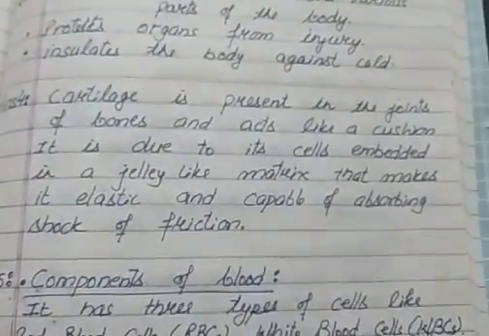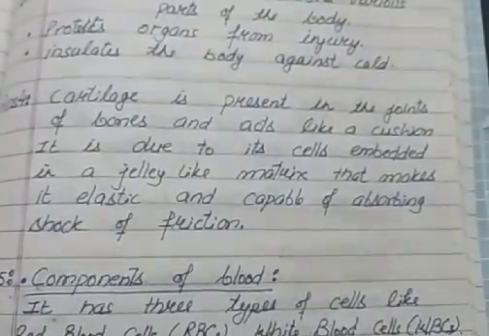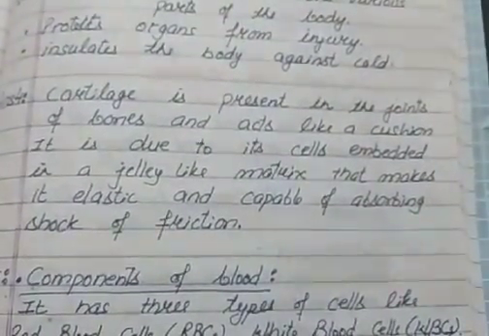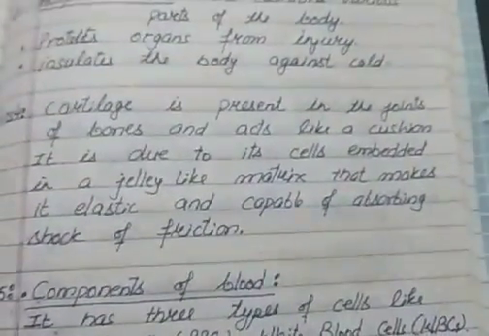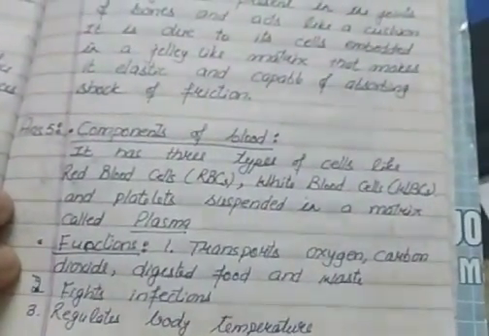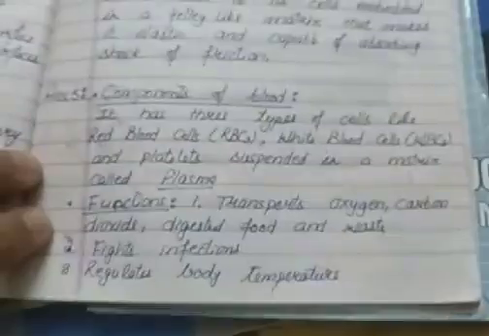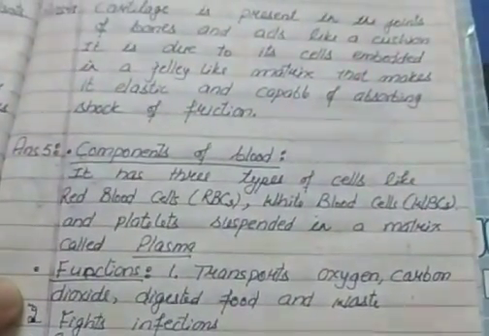It is due to its cells embedded in a jelly-like matrix that makes it elastic and capable of absorbing shock of friction. Now next question is question number 5. What are components of blood, and write the function of blood. So question first part is components of blood.